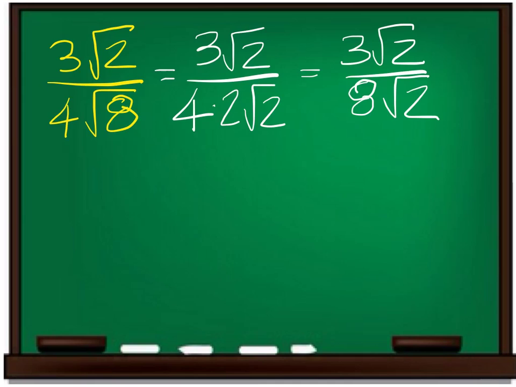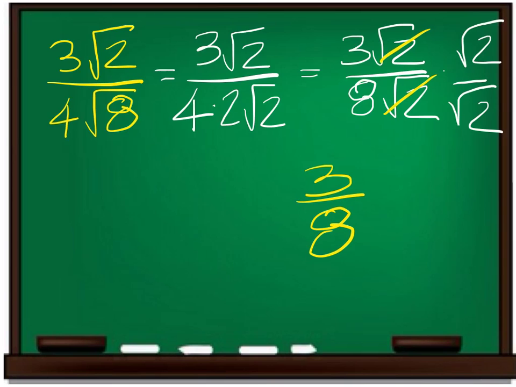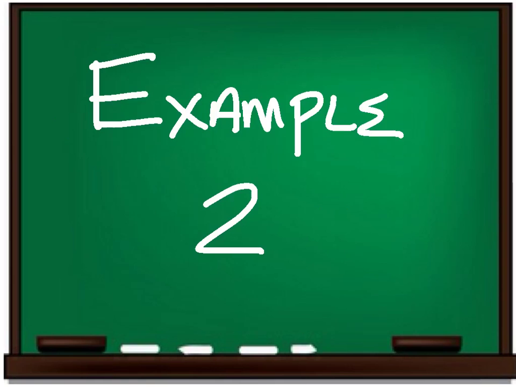Do I multiply the top and the bottom by the square root of 2 now? Cancel, yeah. Final answer is 3 over 8. If you were to go and multiply by square root of 2 over square root of 2, you're going to be wasting your time. You have to recognize that these cancel out. Here's example 2.